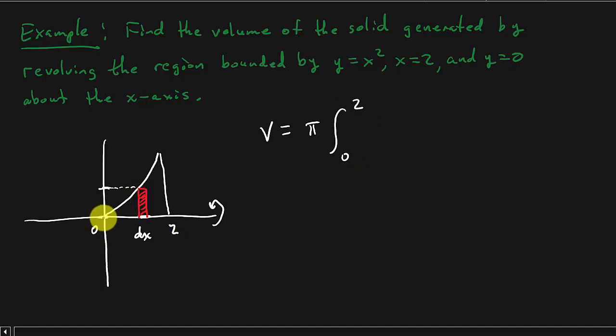Well, what's the distance from here to here? We go up how many units? y. We go up y units. Well, what is y? y is x squared. You see that?